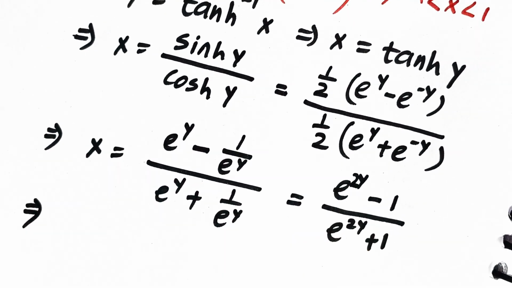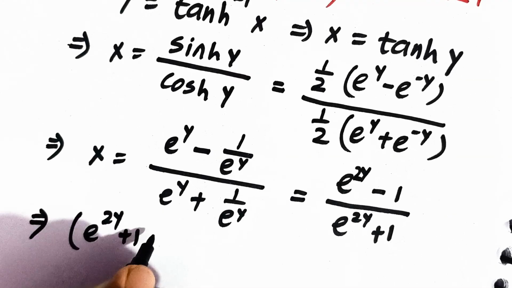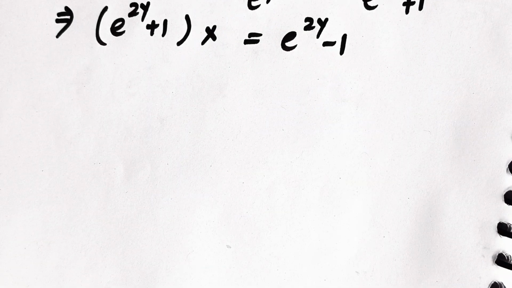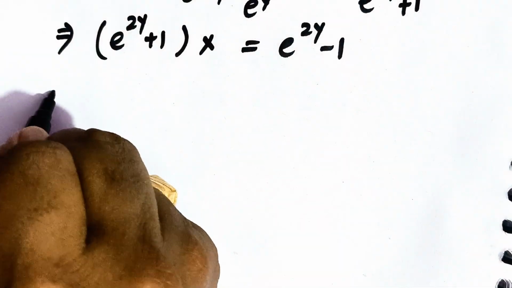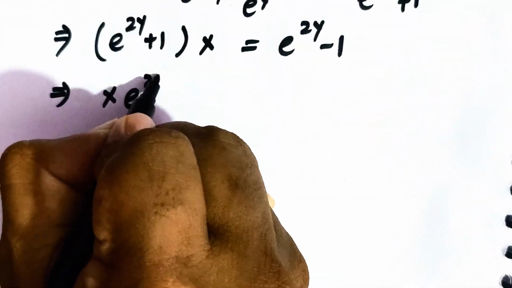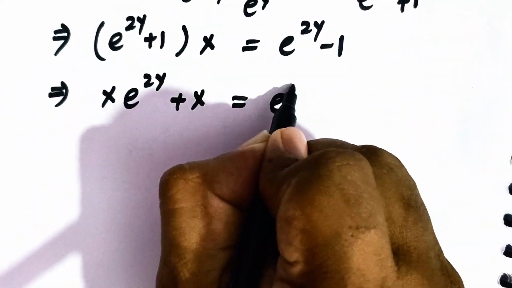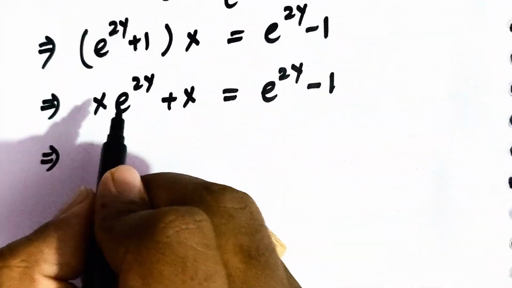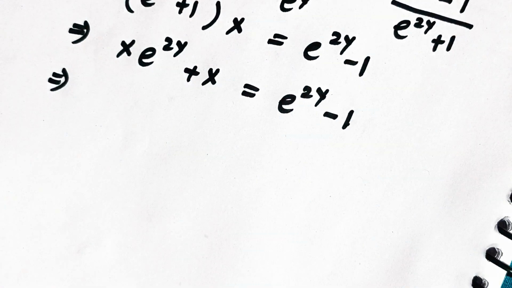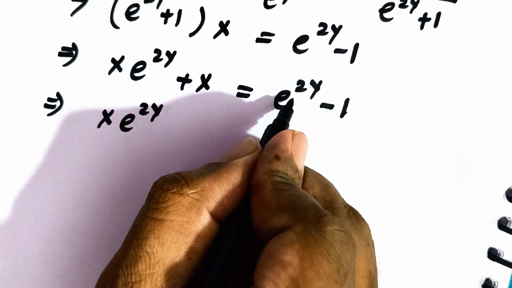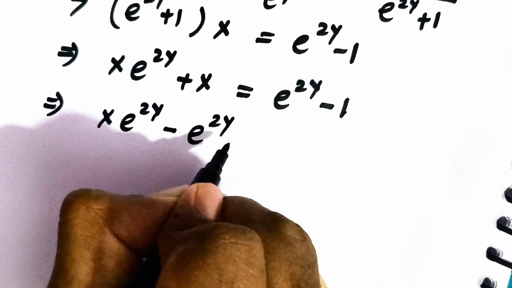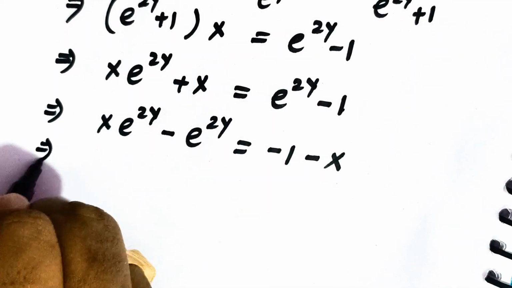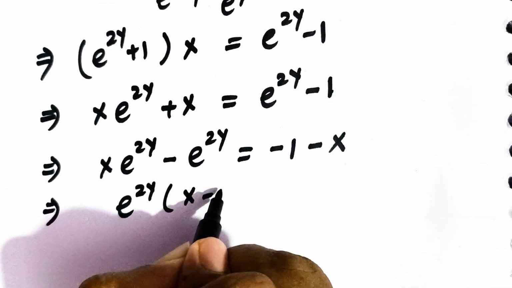Let's multiply this on both sides. So we have x times e to the power 2y plus 1 equals e to the power 2y minus 1. So this becomes x times e to the power 2y plus x equals e to the power 2y minus 1. Now let's collect all the e to the power 2y terms together and the other terms on the other side. So the e to the power 2y comes to the left side and becomes minus e to the power 2y, and the minus 1 becomes minus x on the other side. Let's take e to the power 2y common, so we have x minus 1.